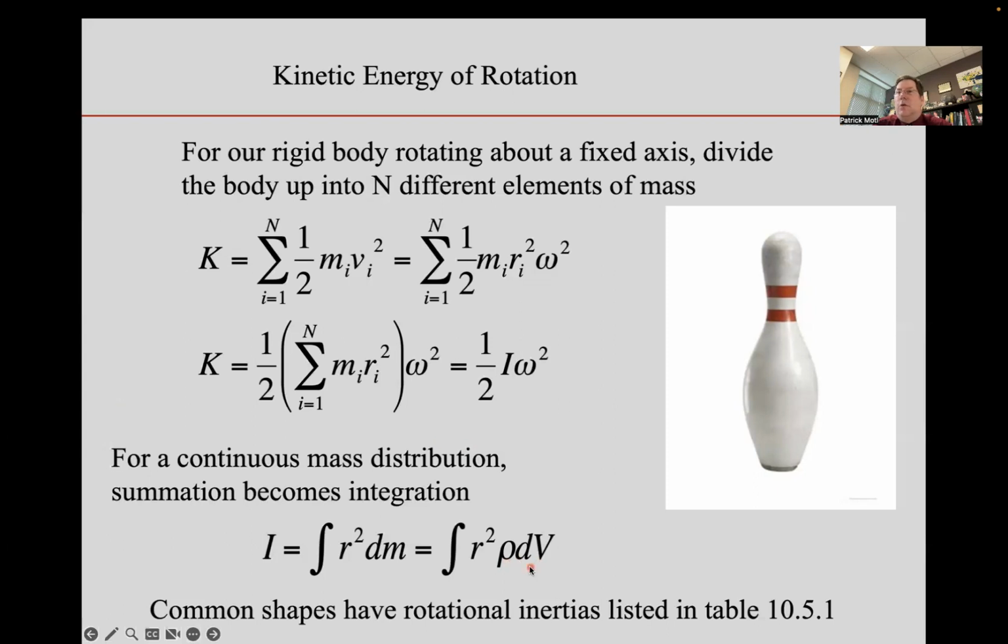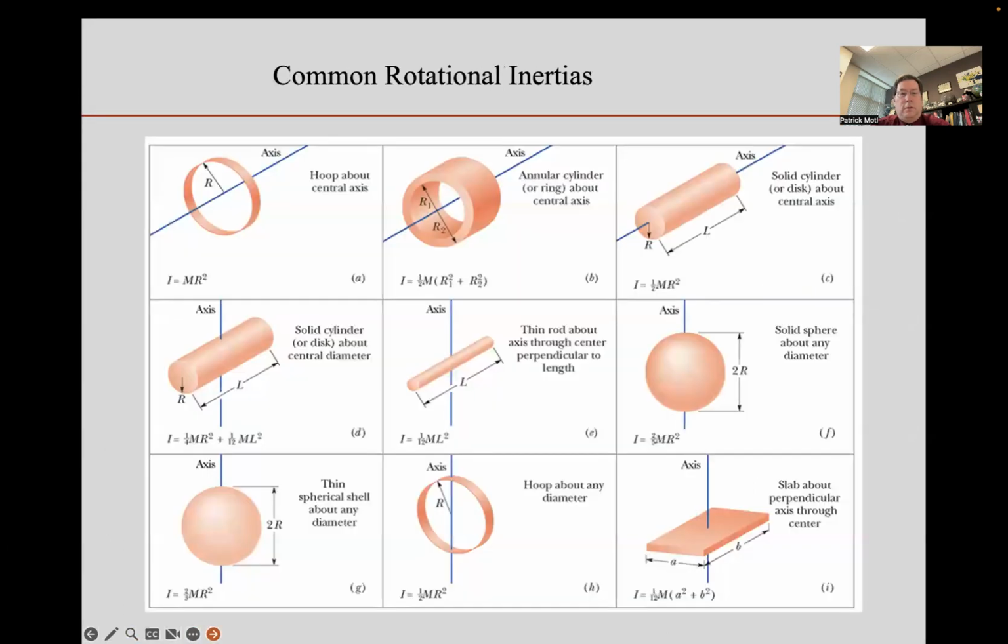So in Cartesian coordinates, that's dx, dy, dz. So this is a triple integral. You would do it over each of the coordinates. It could be in spherical coordinates, could be in cylindrical coordinates, all sorts of coordinates, but this is a volume element. So instead of doing that triple integral, this is not a calculus class, it's a physics class, we are going to make use of a table of common rotational inertias.